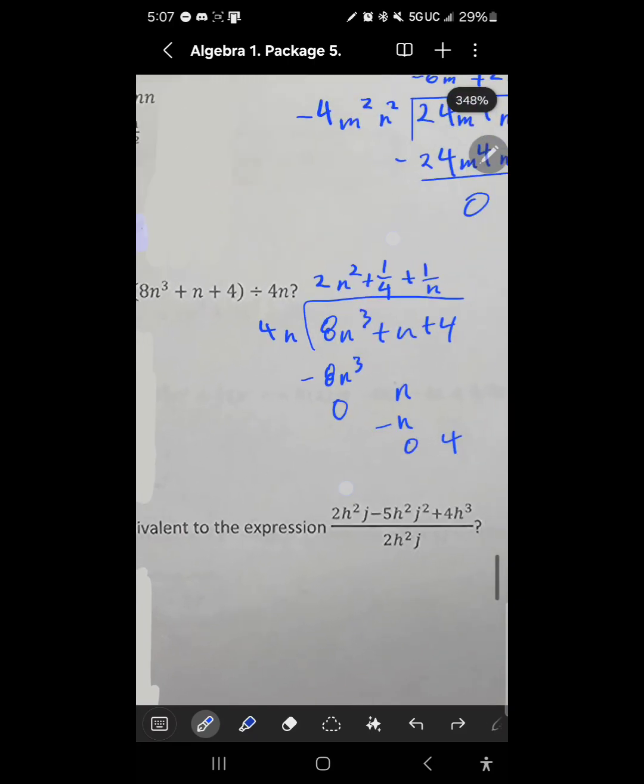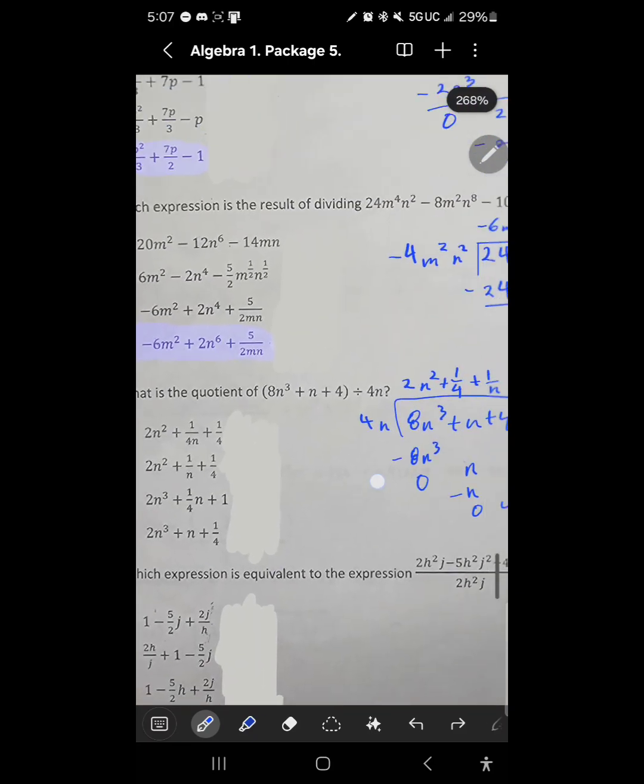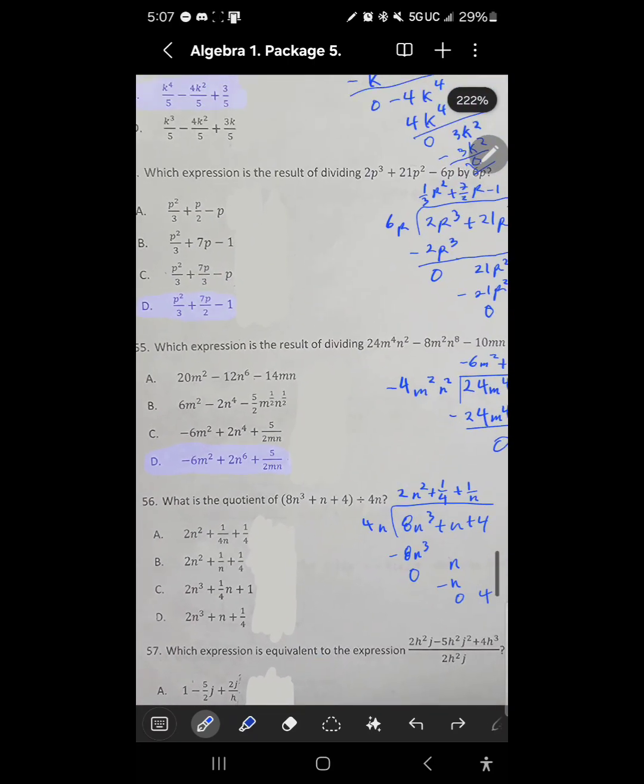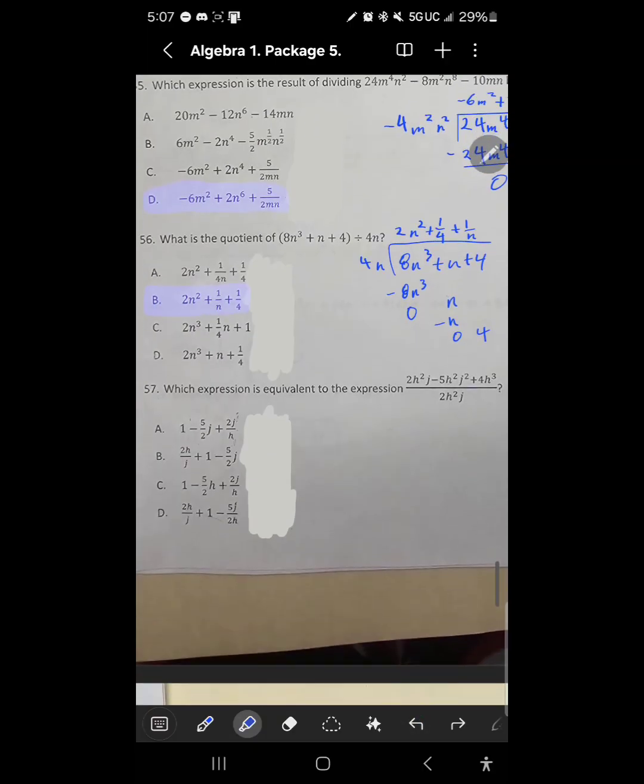Oh, bro. Literally, it's the same we have here. It's just in a different order. So here, 2n squared plus 1 over n, which is right here, 1 over 4. Okay, yeah. When you have an answer, maybe it's in the options. It is just in a different order, but it doesn't matter.